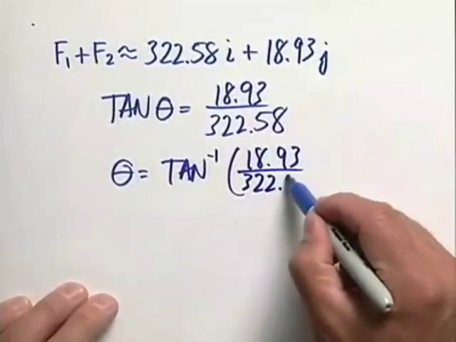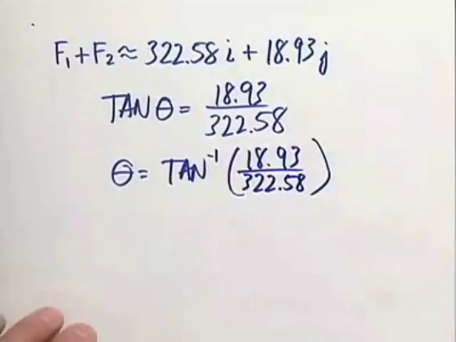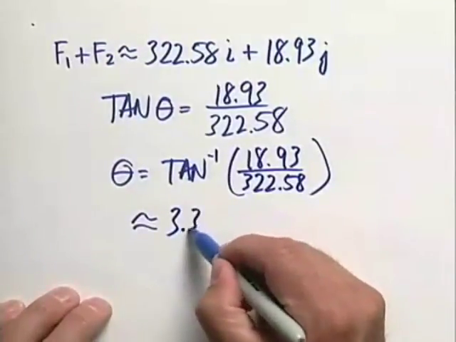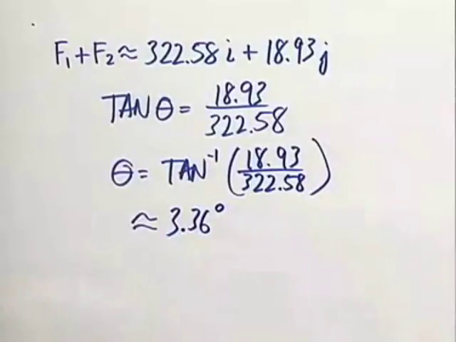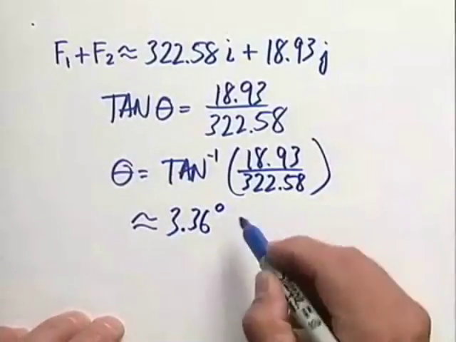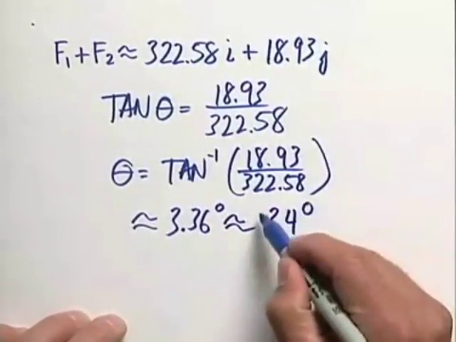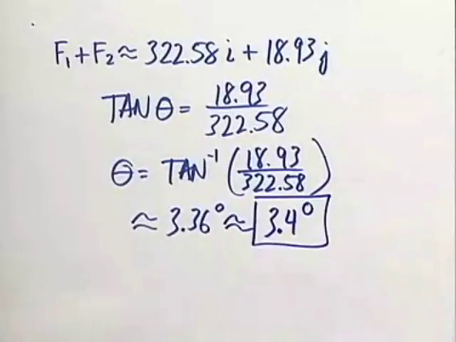So 18.93 divided by 322.58, we plug that in there, we're going to get an approximate value of 3.36. And again, make sure your calculator's in degree mode. But we want this now to the nearest tenth of a degree. So to the nearest tenth, we can say that this is equal to 3.4 degrees. And so that completes our problem, solving an application using vectors.